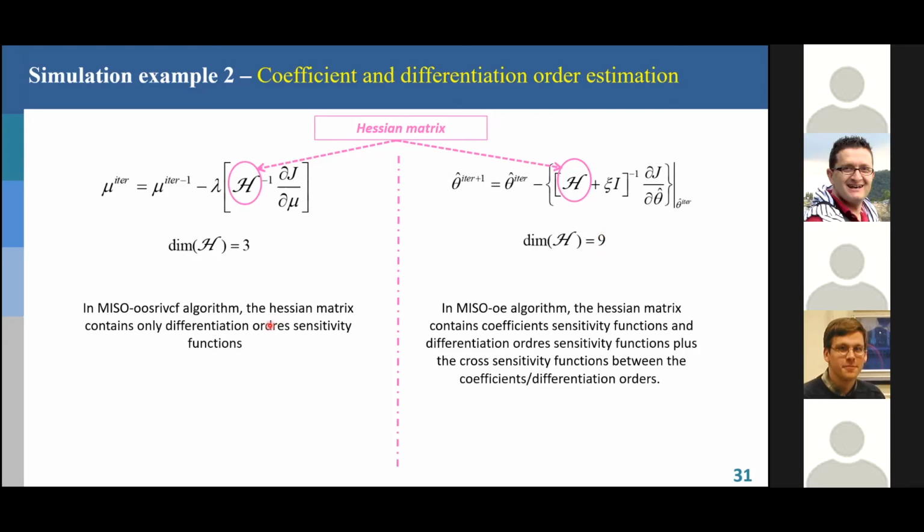In the OSRVCF algorithm, the Hessian matrix contain only differentiation order sensitive function, and the MISO OO algorithm contain the coefficient sensitive function with the differentiation order sensitive function, plus the cross sensitivity function between the coefficient and differentiation order. So we can see here that the lack of information make the MISO OSRVCF algorithm slower to converge.